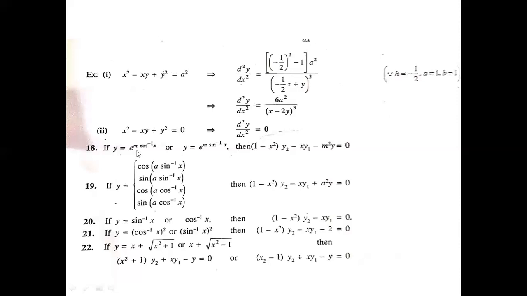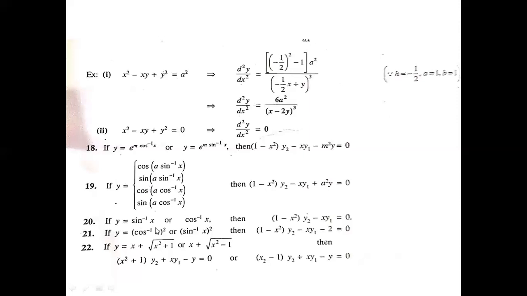18th one, if y is equal to e to the power m cos inverse x or y is equal to e to the power m sin inverse x, then (1 minus x square) into y2 minus xy1 minus m square y is equal to 0. Okay. If y is equal to cos of (a sin inverse x), sin of (a sin inverse x), cos of (a cos inverse x), sin of (a cos inverse x), for any function among these, we will get the result (1 minus x square) into y2 minus xy1 plus a square y is 0 for all these functions.